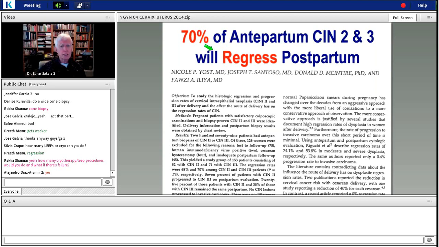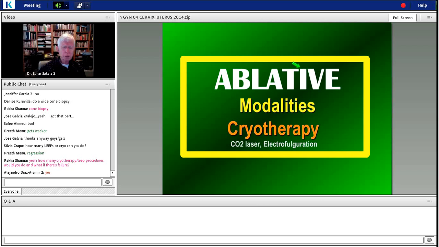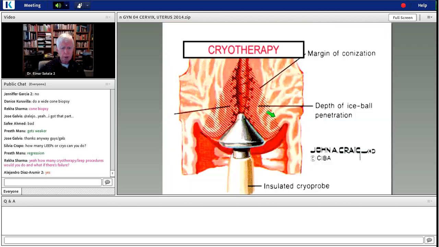This is an article looking at antepartum SIN 2 or 3, which is 50% or more involvement. 70% of this will regress postpartum. So that's a huge number of even severe dysplasia that will spontaneously reverse after the pregnancy is gone. So that's why we don't get aggressive with our cryo and our LEEPs during pregnancy. We talked about ablation. The most common one is cryotherapy.